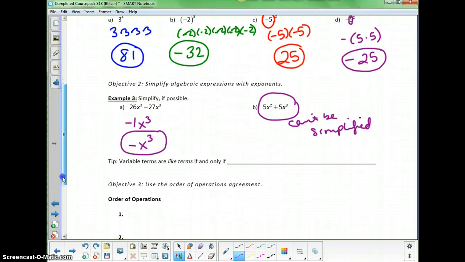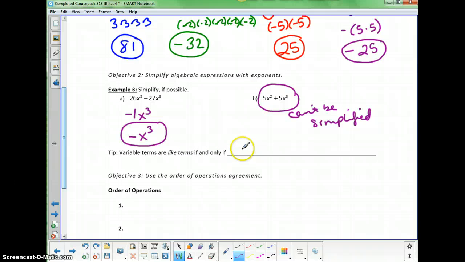Alright, so our tip right here: variable terms are like terms if and only if the variable and the exponent are the same.